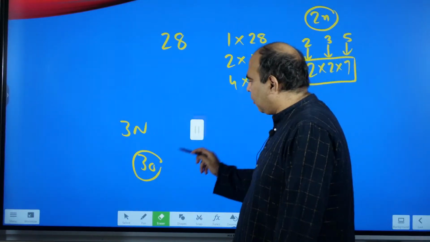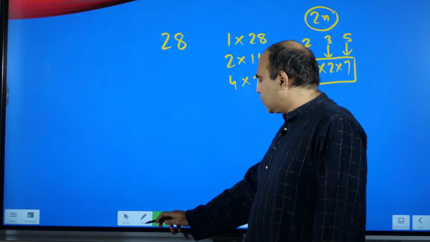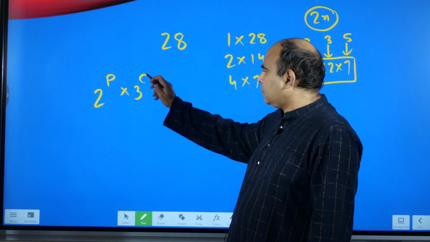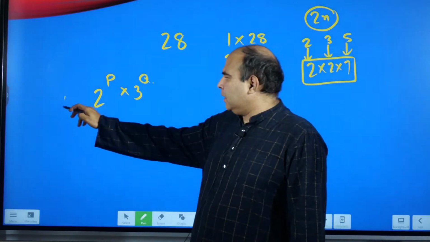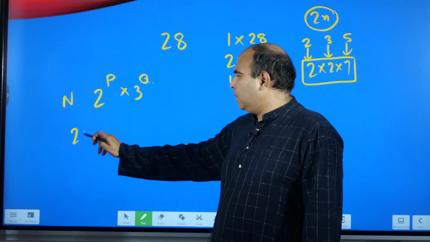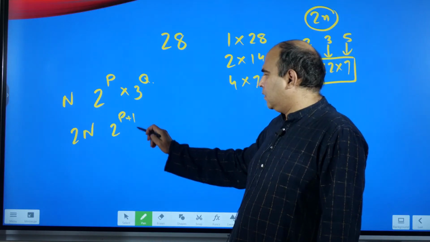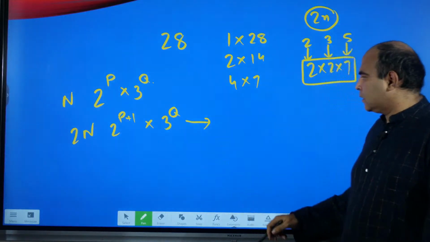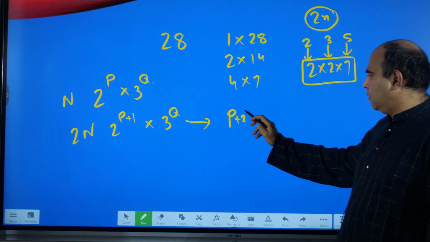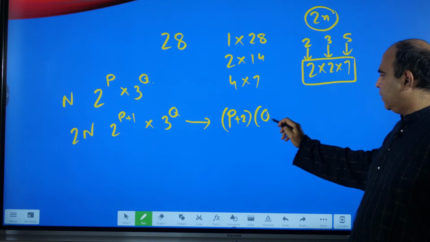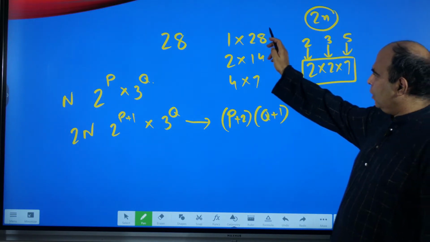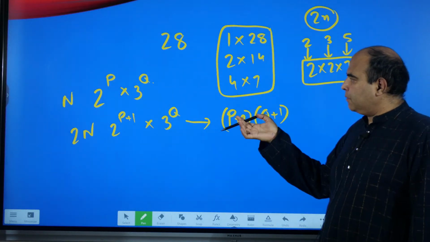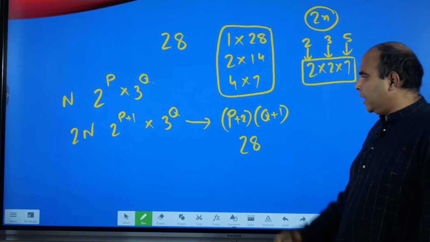So we start thinking about a simple number which has 2 prime factors, 2 raised to p and 3 raised to q. If I call this n, then 2n will become 2 raised to p plus 1 into 3 raised to q, and the number of factors of 2n will be p plus 2 into q plus 1, and they can fit any of these three patterns, right? Any of these three patterns can fit, because their product is 28.